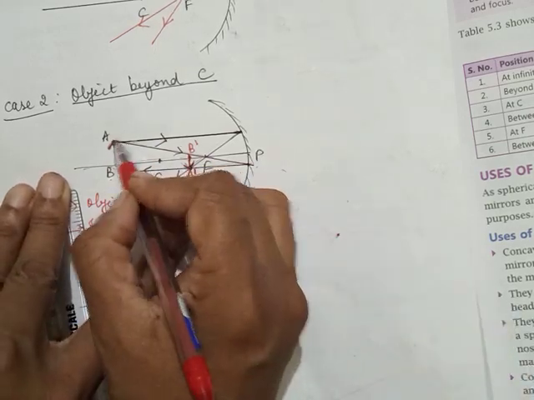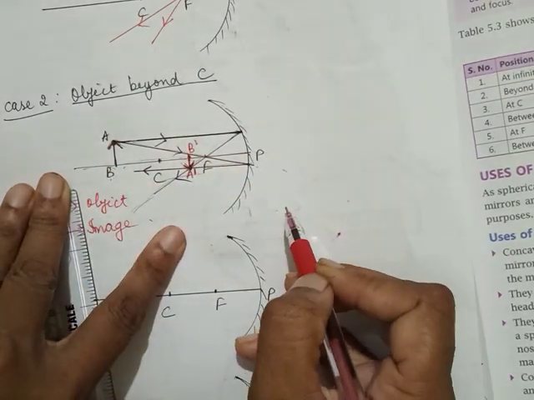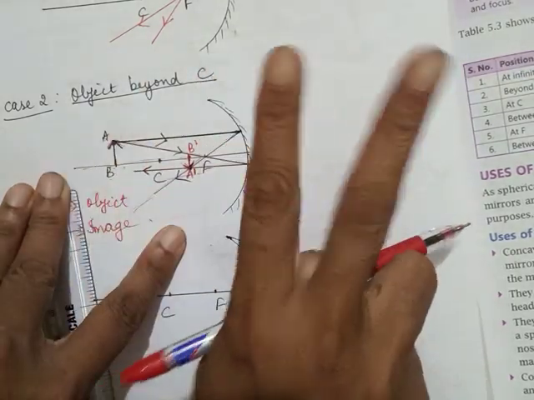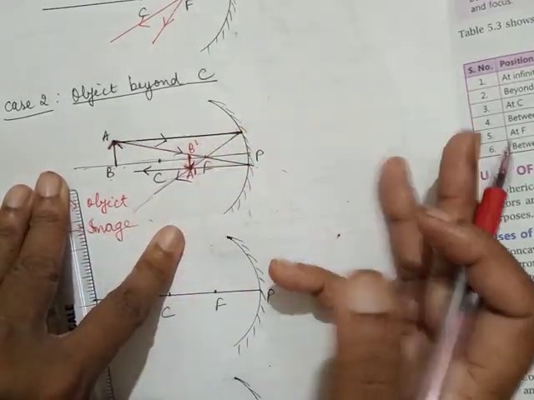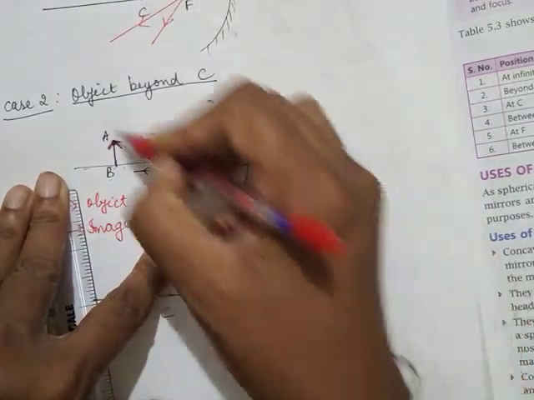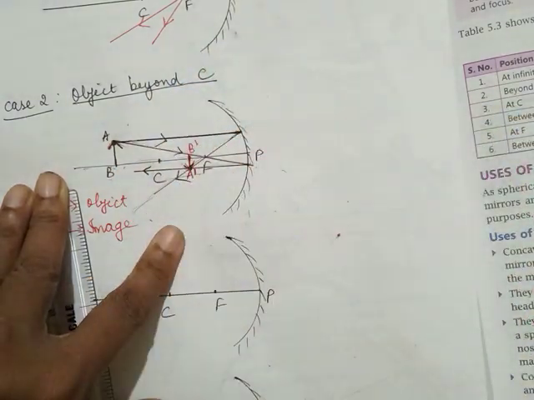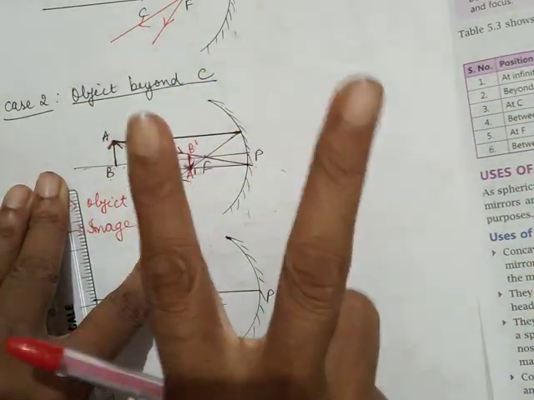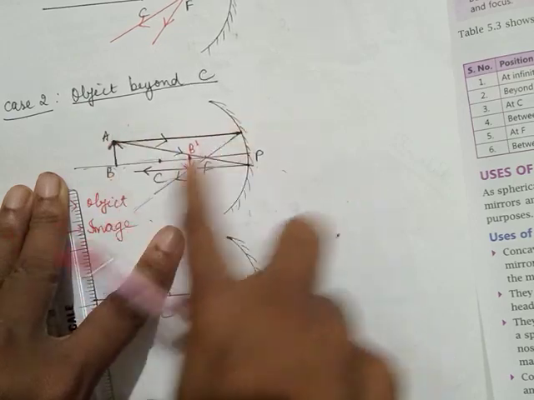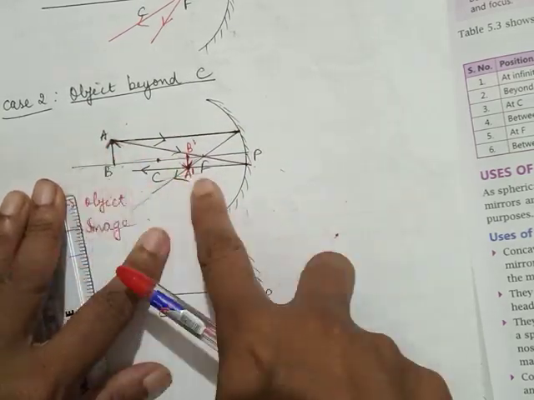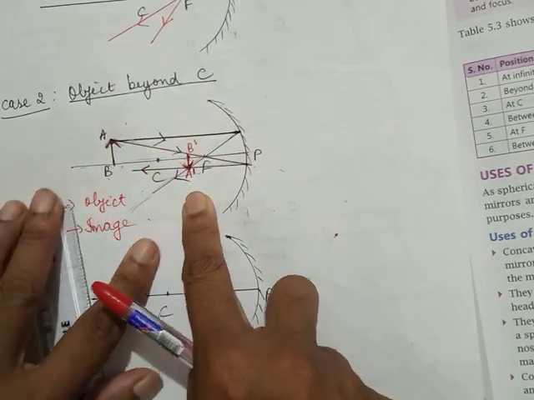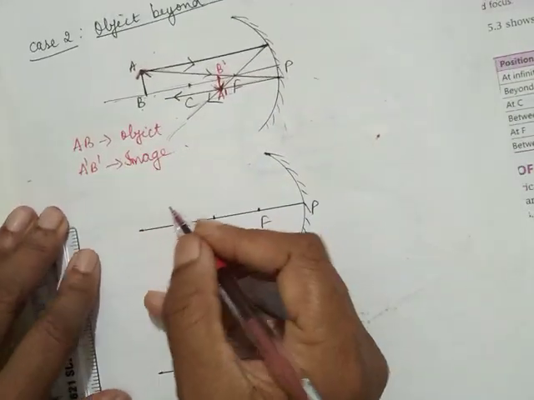Actually, children, from this point you can draw any number of rays. Many rays will go. I have chosen only these two rays because we have rules for these two rays. I can take another ray passing through C and coming back also. But for a ray diagram, we need only a minimum of two rays. So I have taken these two rays. Hope you understand. So this is how the image is formed in case of a concave mirror.